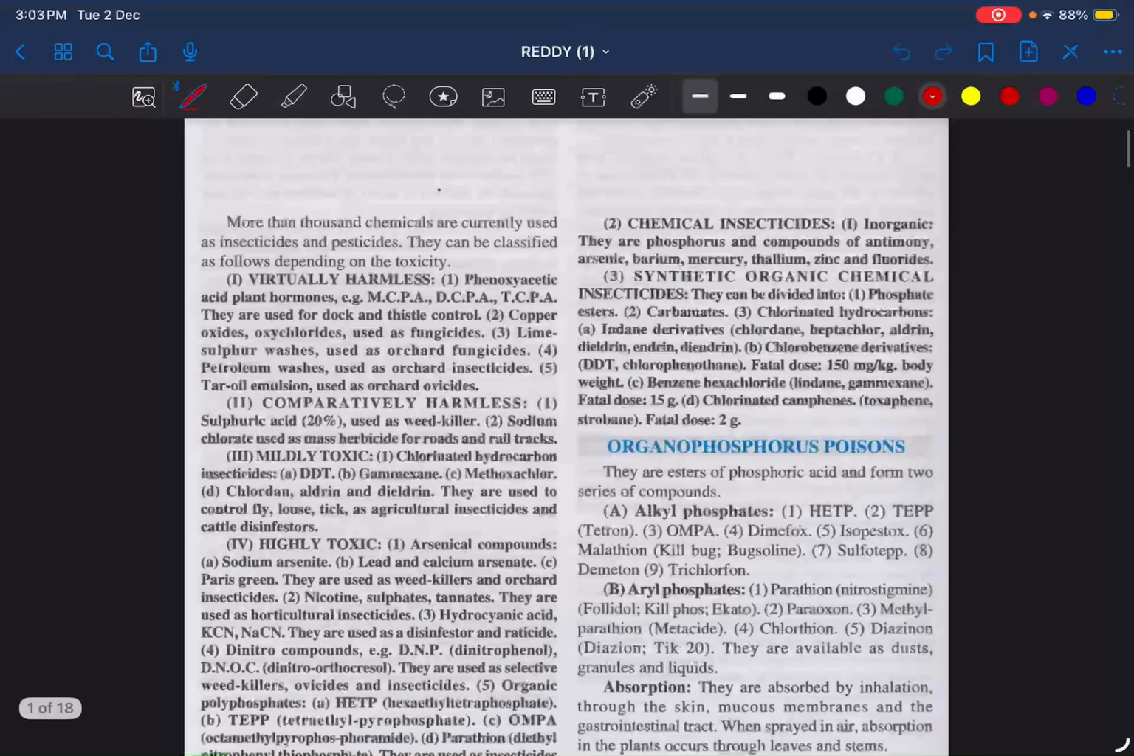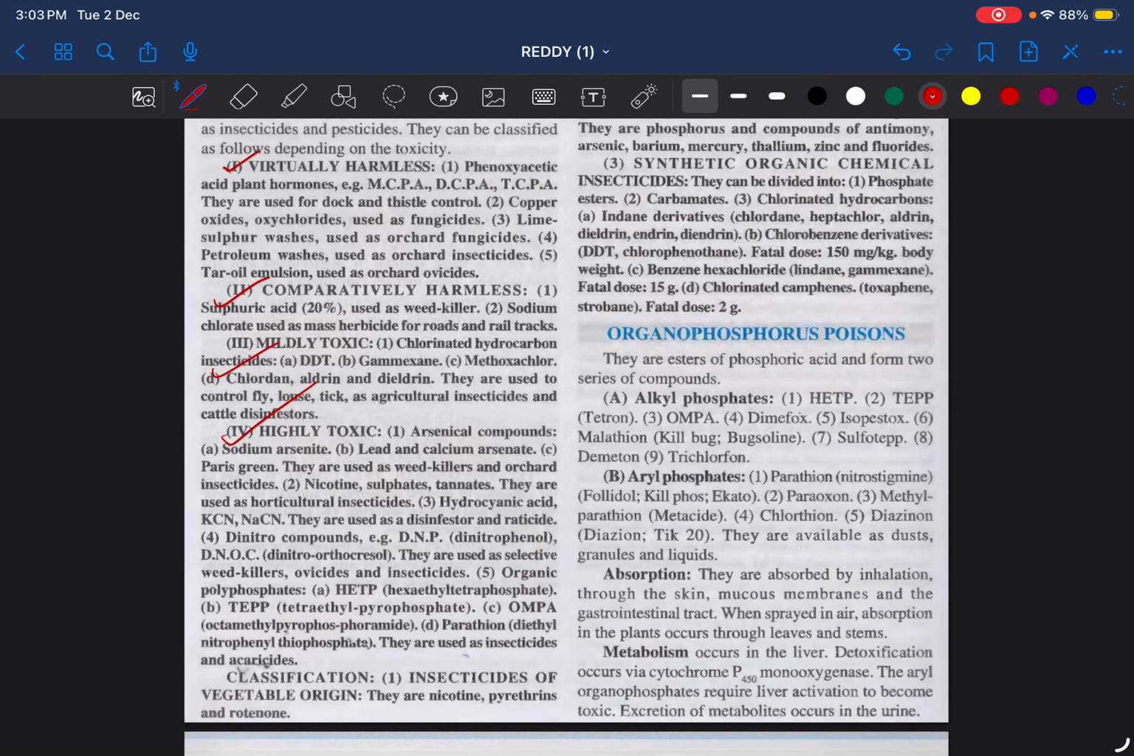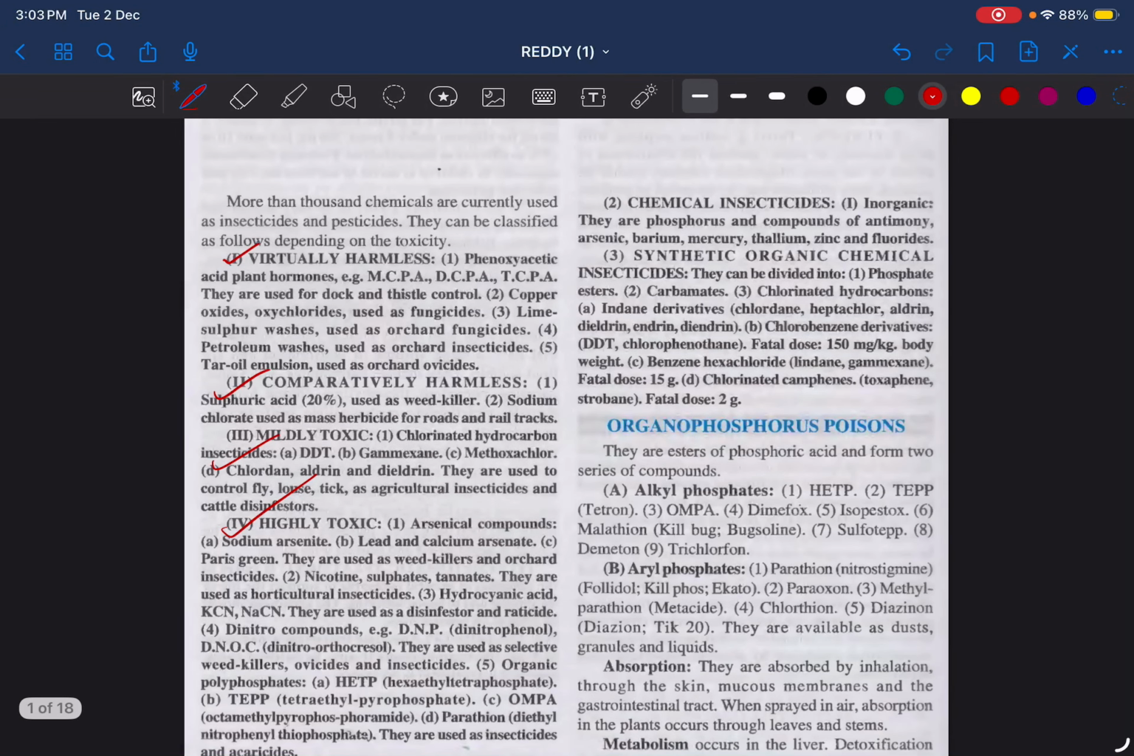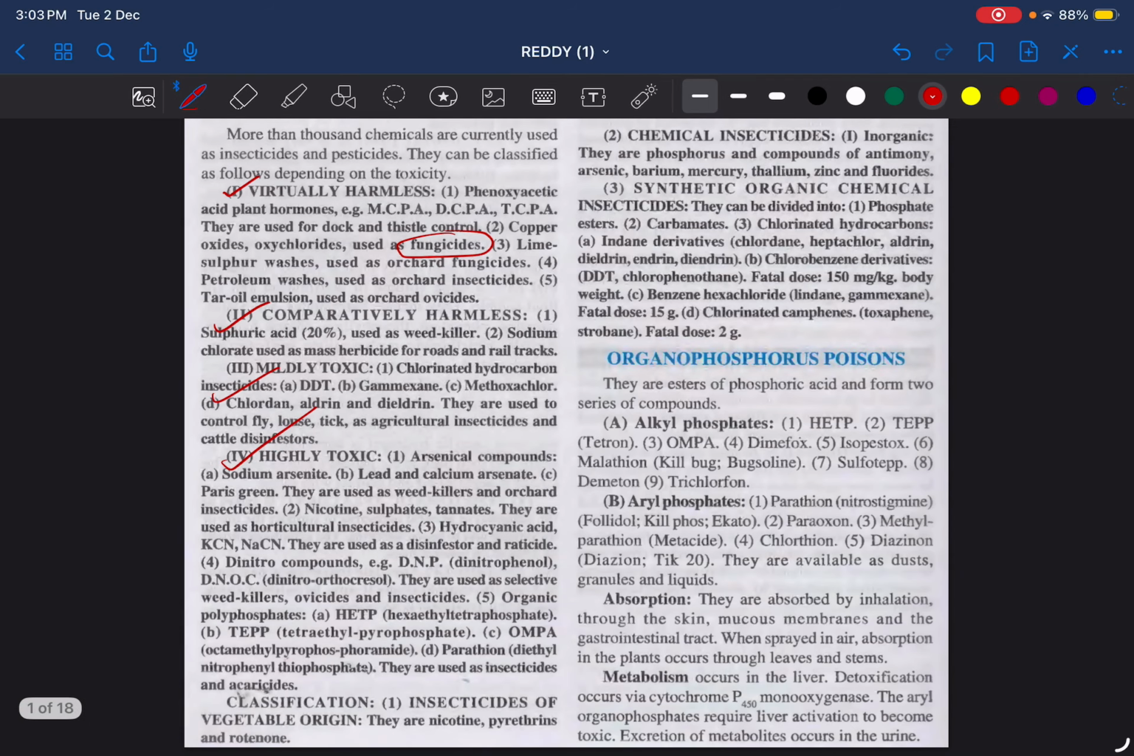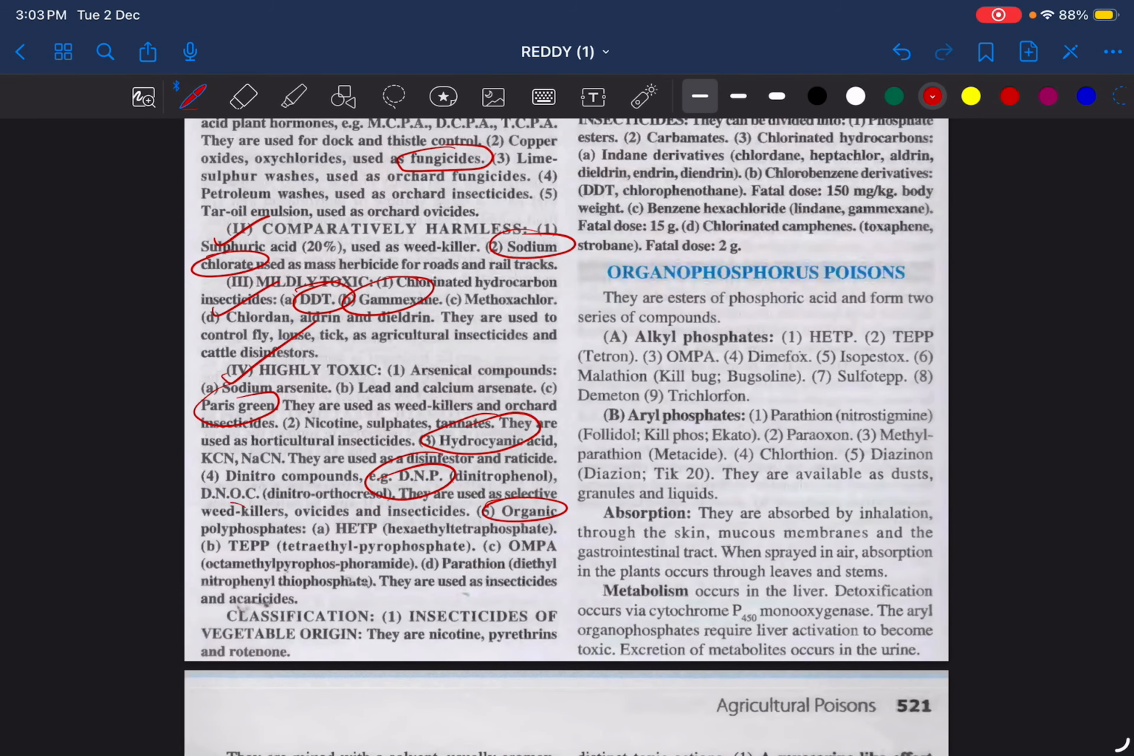Agricultural poisons can be currently classified into the virtually harmless group, comparatively harmless group, mildly toxic group, and highly toxic group. In virtually harmless, just remember one example, they are fungicides. In comparatively harmless, remember sodium chloride. Mildly toxic, remember DDT and gamaxin of lindane. And highly toxic, always remember Paris green, hydrocyanic acid, dinitrophenol, and organic polyphosphates. Just remember this much of examples.